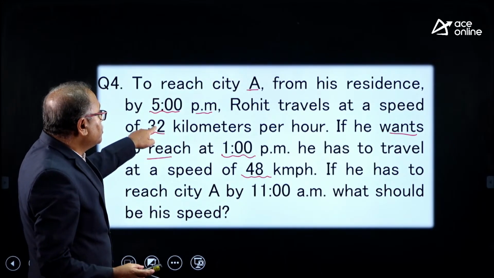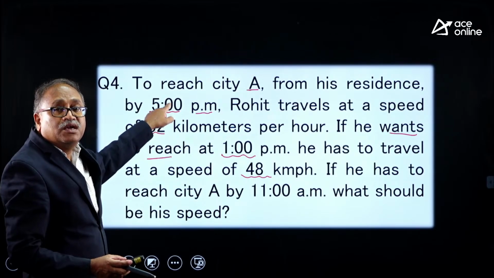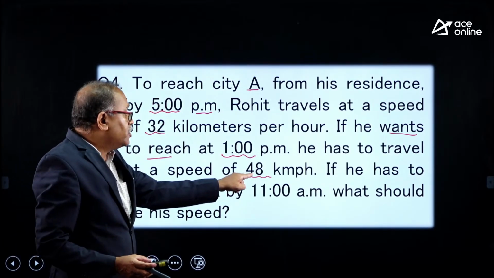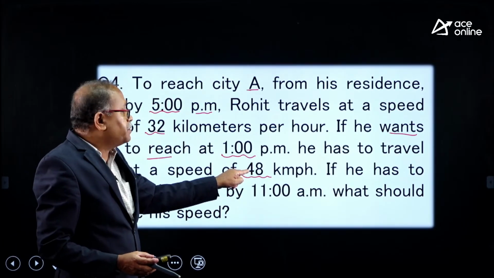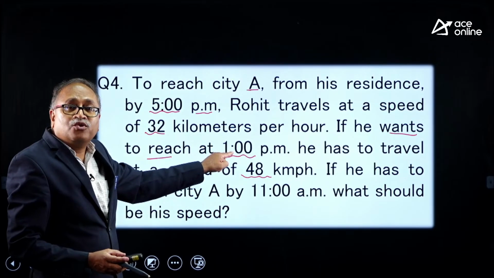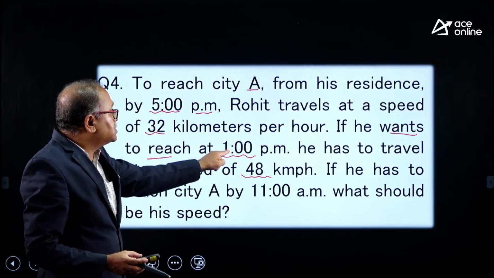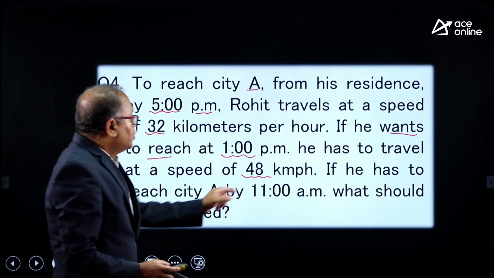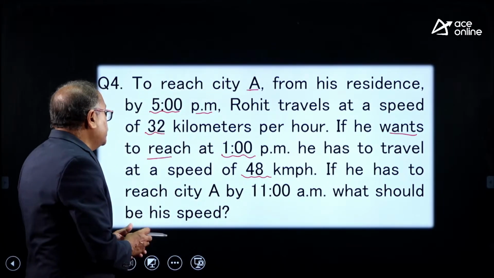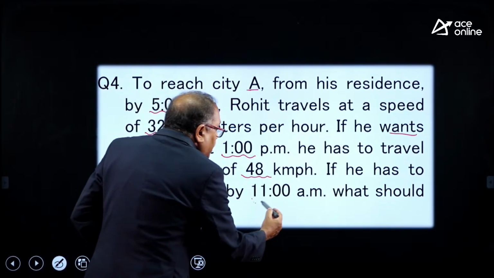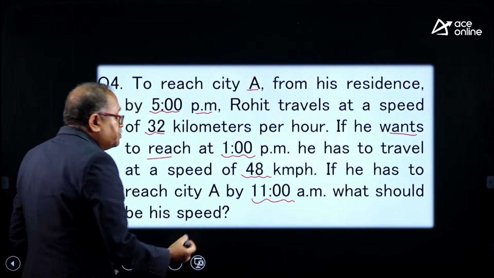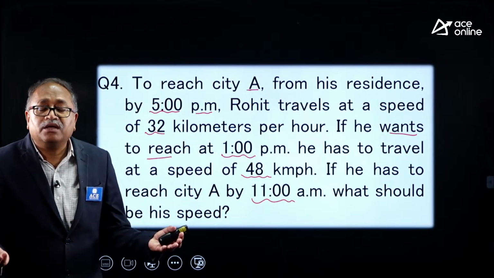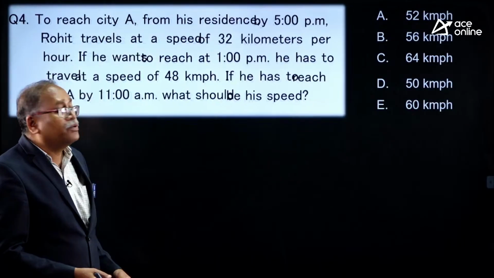See that at 32 km per hour you are reaching at 5 o'clock in the evening. But when you are traveling with 48 km per hour, you are reaching at 1 o'clock in the afternoon. How many hours are saved from here to here? 4 hours saved. Now, if he has to reach the city A by 11 a.m., then what should be his speed? Do not worry, I will show you what the approach is here.